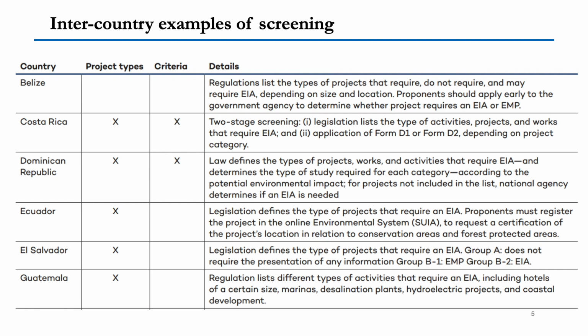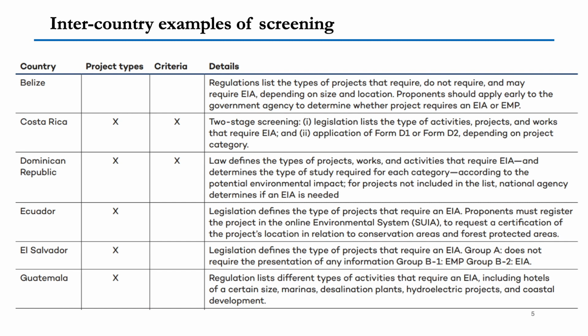In Ecuador, it is only a one-step process, and the legislation defines the types of projects that require an EIA. The proponent must register the project in the online environmental system. So in Ecuador, they have an online environmental system known as SUIA, to request a certification of project location in relation to conservation areas and forest protected areas.